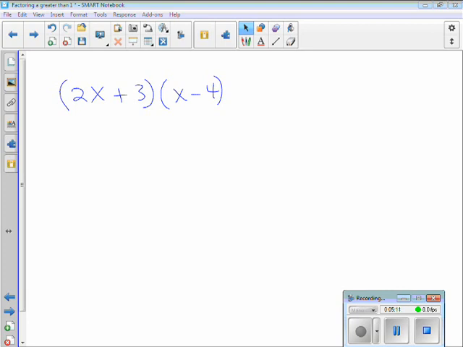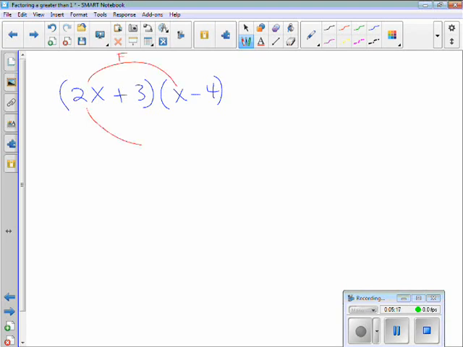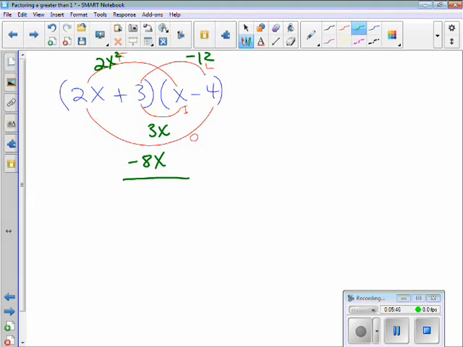It's 2 things multiplied. I just want to take a few seconds and review the FOIL method, okay? So we have first, outside, inside, and then last. Now, when I multiply those out, I get 2x squared for the first set of terms being multiplied. I get a negative 8x for that one, and then a 3x. And for the last 2 terms, 3 and negative 4, I get negative 12. Okay? So I know that these terms go together, and so I'll end up with negative 5x. And I'll just simply write the expanded part of that.